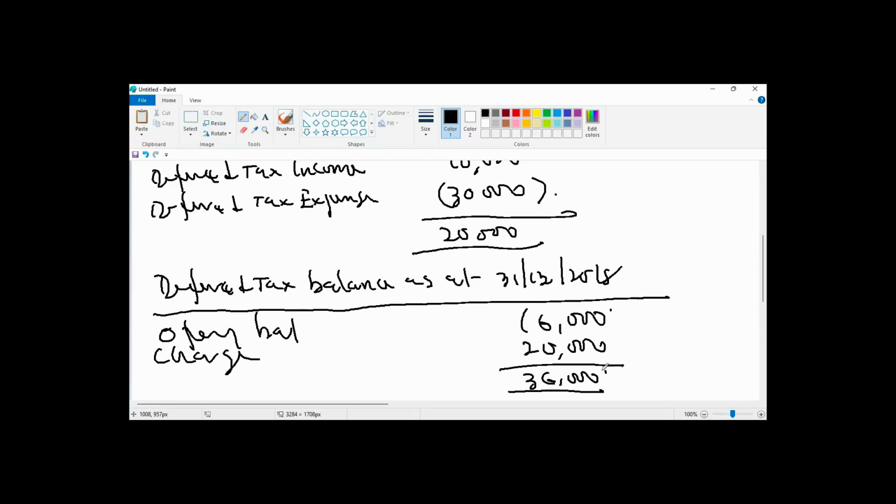We later talk about charge or credits, P or L. Another name for charge is expense. Another name for credit is income.